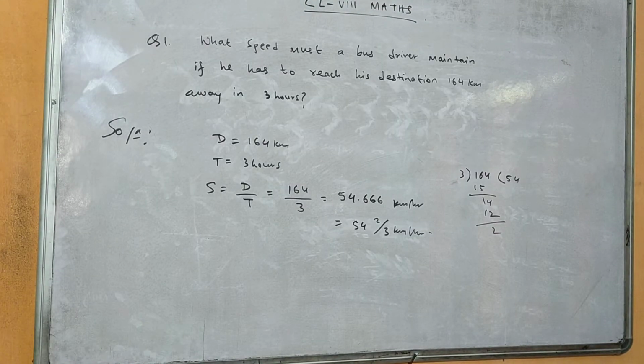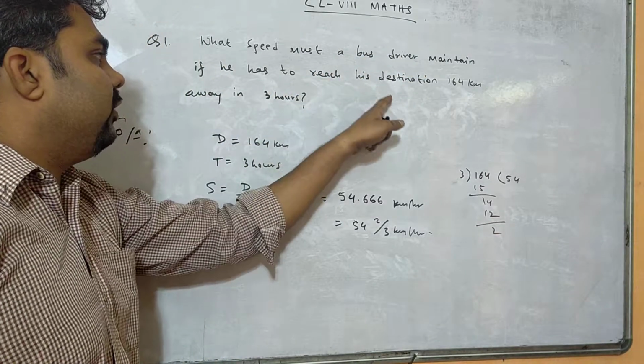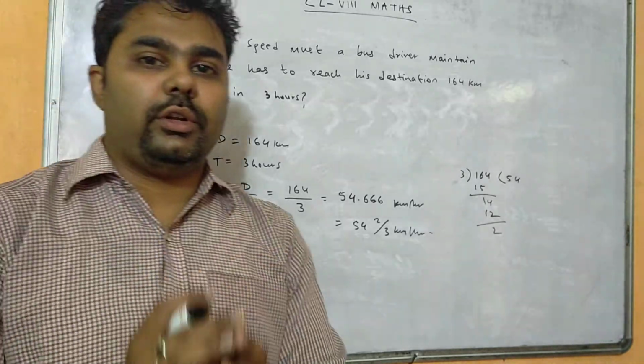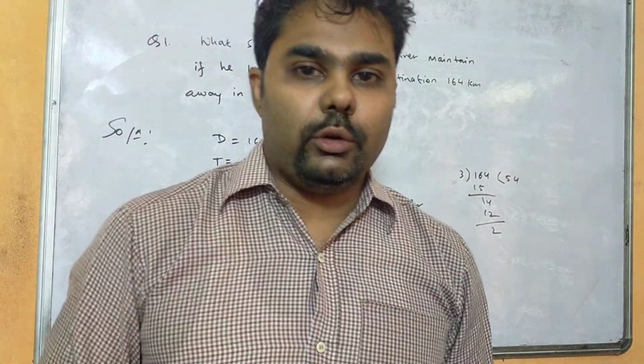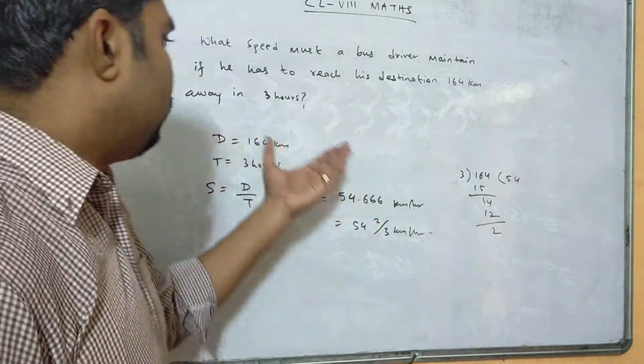The first question: what speed must a bus driver maintain if he has to reach his destination 164 km away in 3 hours? That means in this question distance is given, 164 km, and time is given, 3 hours. So what will be its speed? This is what the first question is asking.